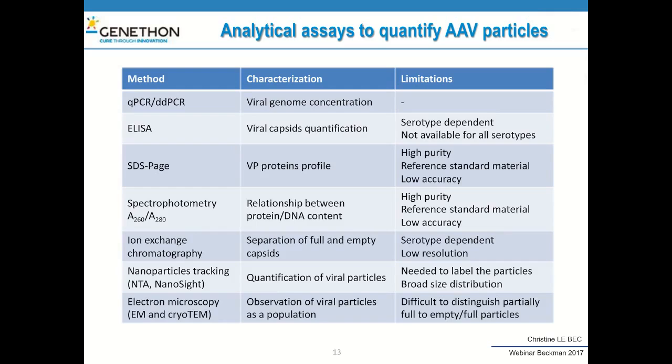Nanoparticle tracking analysis, namely NTA, or the Nanosight, is a quantification of viral particles, but since the AAV particle is small, only 30 nanometers in diameter, you need to label the AAV particles before making a quantification. Electron microscopy gives you an observation of the viral particles as a population, and you can make a quantification of the full and empty particles. But with this technique it is difficult to distinguish the partially full from the empty and full particles.